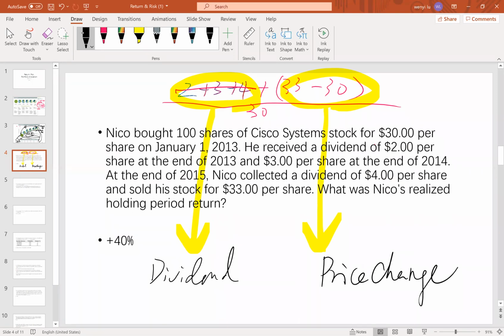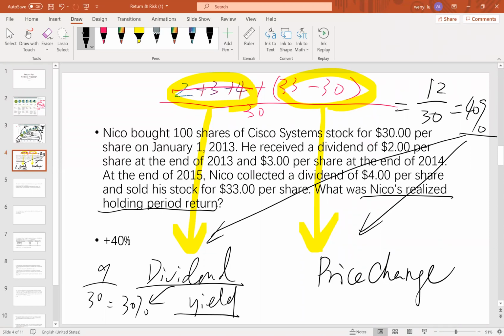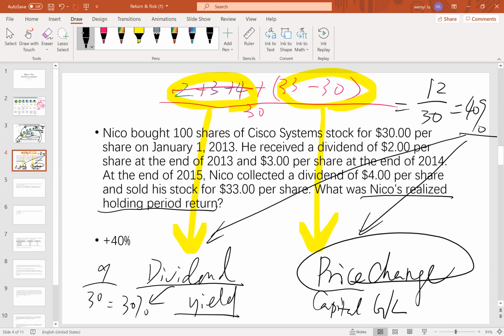So you have 2 plus 3 plus 4 will be 9. 9 plus 3 will be 12. 12 over 30 equals 40%. So her total realized holding period return equals 40%, and this 40% comes from two parts. One is dividend: 9 over 30 equals 30%, the dividend yield. The price change, in percentage, is called the capital gain or loss. So we have the $3 change over the base of 30, equal to 10%. So our 40% return has two parts.